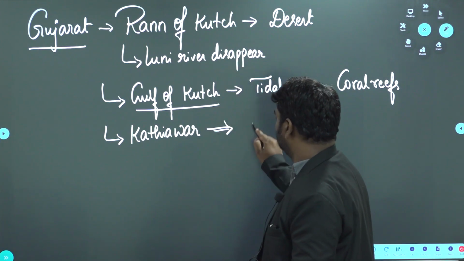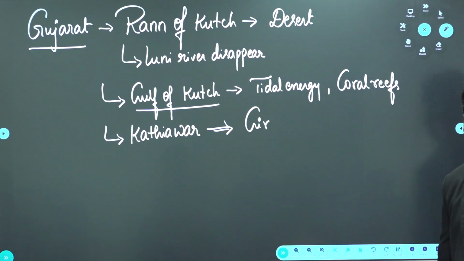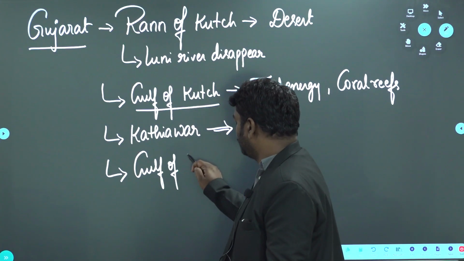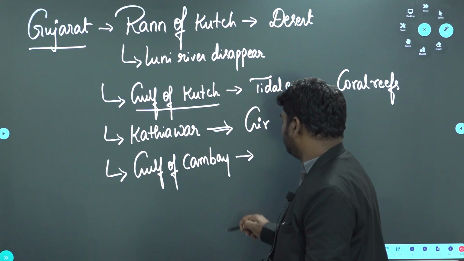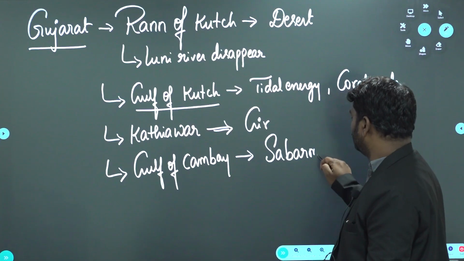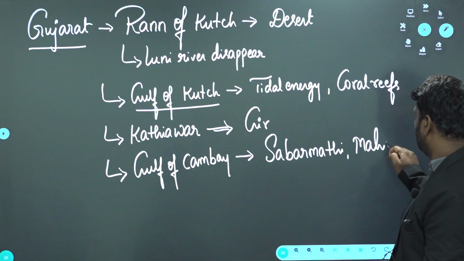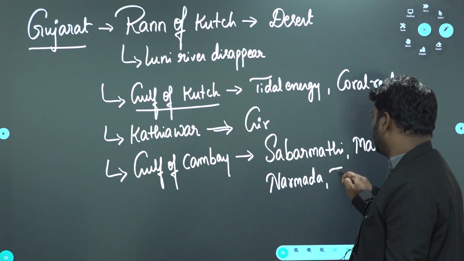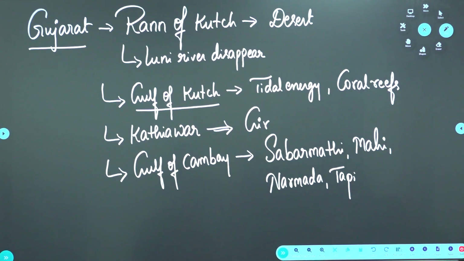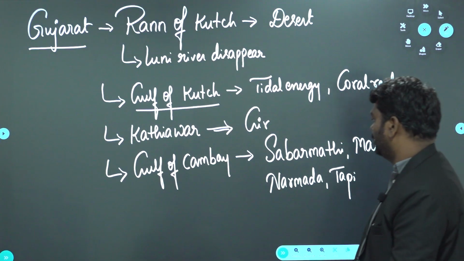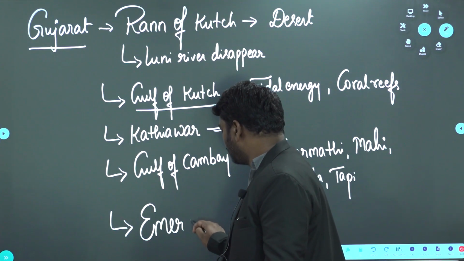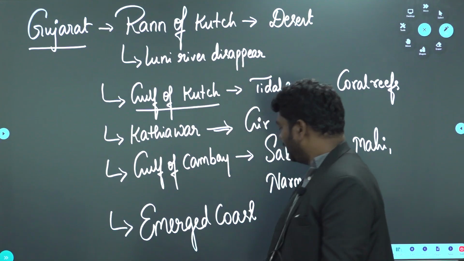Kathiawar Peninsula, Gir Ranges. Gulf of Cambay or Khambhat. Four rivers flow through this place: Sabarmati, Mahi, Narmada, Tapi. Four rivers flow into the Gulf of Khambhat, Gulf of Cambay. Next. Gujarat is an example of emerged coast. It has come out. Only Dwarka has gone now.